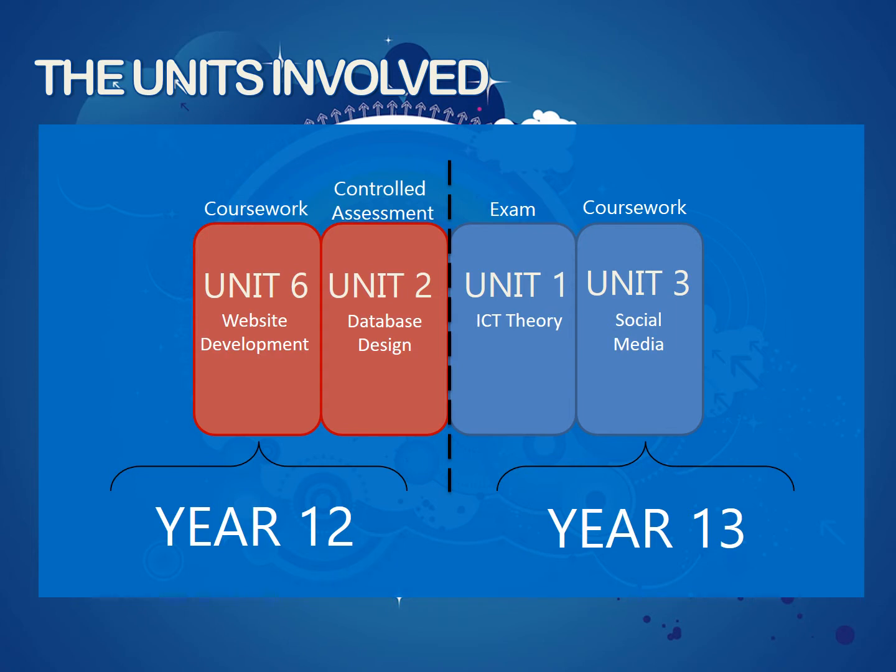Let's take a look at the structure of this course. So there are 4 units of work, of which 2 will be sat in Year 12 and 2 will be sat in Year 13. In Year 12 you will undertake a coursework unit which is called Unit 6 Website Development, and you will design and create a professional website. The second task that year is a controlled assessment, and this is around database design, and you'll learn advanced database skills, and then you will undertake a controlled assessment in exam conditions over several days in a computer room where you'll be given a set task and you'll need to use your skills and knowledge to solve that task.